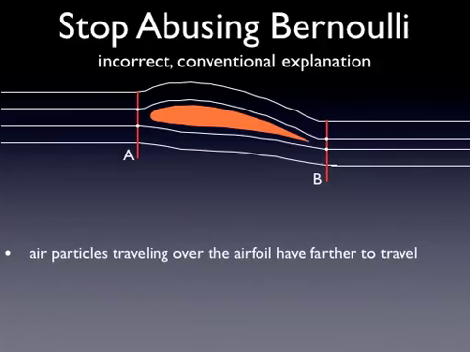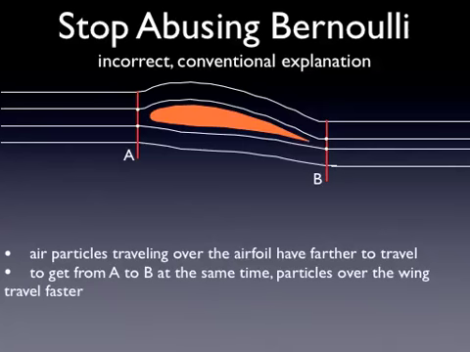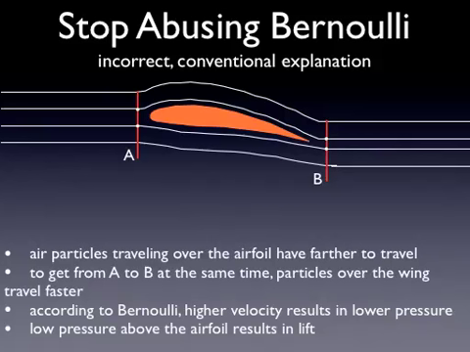Air traveling, or that particle traveling over the wing, has farther to go because of the way the wing is curved. To get to point B at the same time as the particle underneath it, it's got to speed up to cover that extra distance. So over the wing, you have higher velocities than under the wing. And then we can fall back to Bernoulli, because we know if you've got higher velocity, you've got lower pressure. And it's that low pressure above the wing, or rather the pressure difference between the bottom and the top of the wing, that gives us lift.